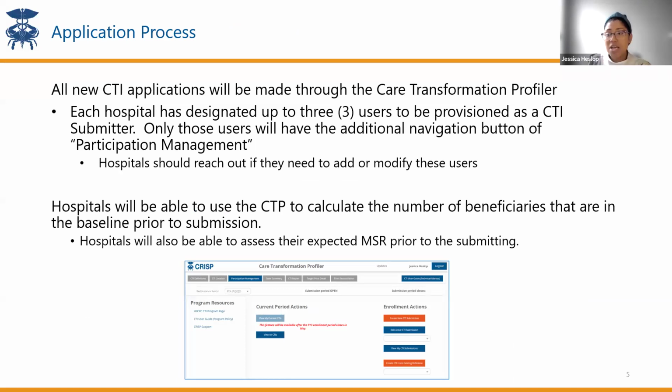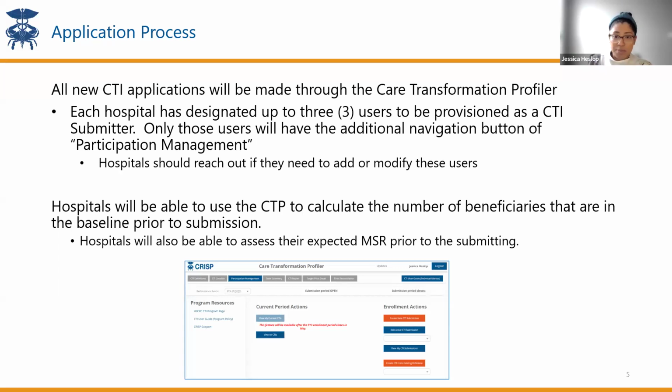modify CTIs. There's actually a separate role called a submitter role, and each hospital can designate up to 3 users in that submitter role, and those individuals are the ones that have that specific tab or navigation button available for them. If you don't know who they are, if you want to change them, please email us. We'll get that all squared away. We know there's turnover each year and things like that. So please reach out to us. But right now, every hospital does have at least 1 up to 3 users who can do that.